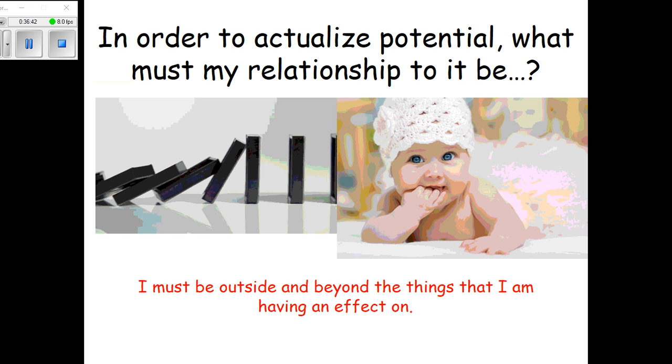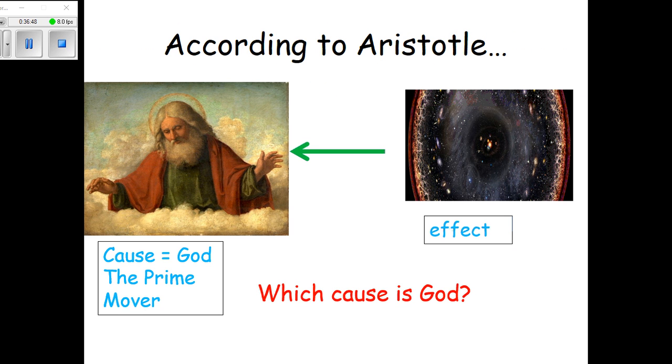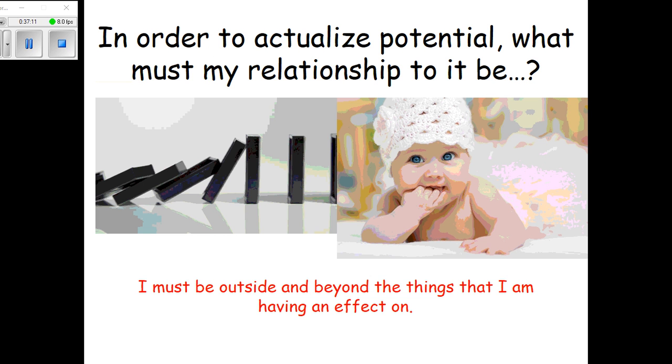So in order to actualize potential, what must my relationship to it be? Well, let's look at that for a second. Before we look at that, which cause is God? Well, Aristotle's going to say the efficient cause. He's the person that gets everything going, that starts everything off. You could also say the final cause as well, because everything in the universe moves towards him through attraction. We'll look at that in a second.